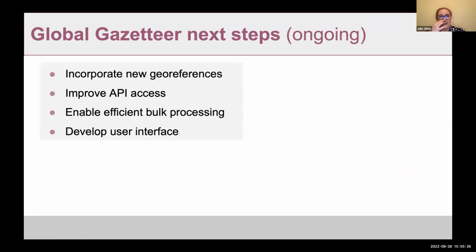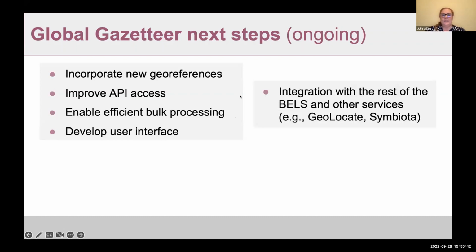Okay, so the next steps, we are incorporating new georeferences all the time. We just updated it with the 2.2 billion now that are data that are in GBIF. We have an API, we're improving that, bulk processing, and of course, we're going to develop a user interface. And importantly, what I want to point out is what we're working on this fall and over the next spring is integration with other services. So we are going to integrate BELS with Geolocate and with Symbiota.